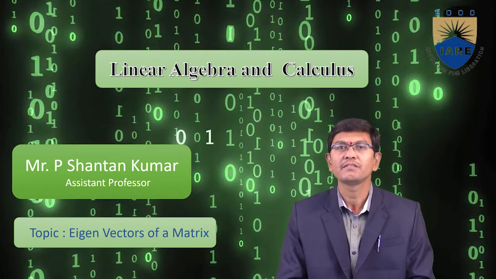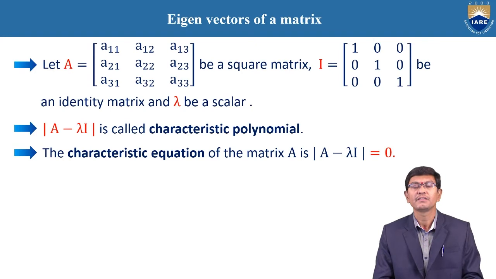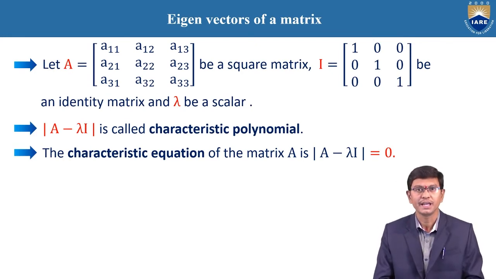Today's topic is eigenvectors of a matrix. Before going to finding the eigenvectors of a matrix, let us consider what a matrix A is, what a matrix I is, and what lambda means. Let A be a matrix with entries A11, A12, A13, A21, A22, A23, A31, A32, A33. Let I be the unit matrix of order 3, that is I3 equals 1, 0, 0, 0, 1, 0, 0, 0, 1.